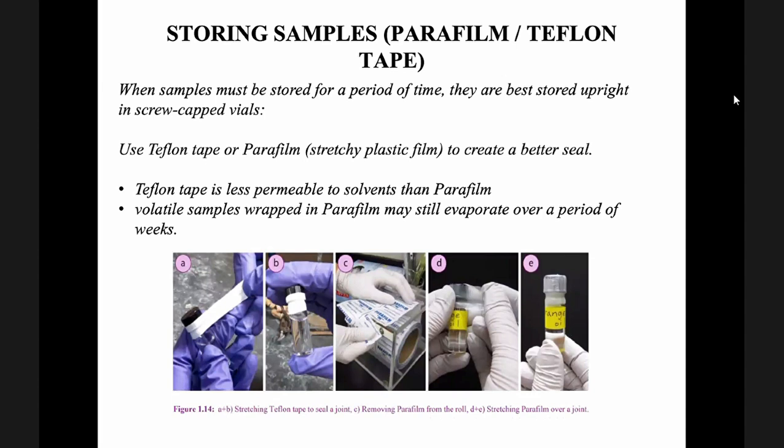Next, storing samples. Okay, so when samples must be stored for a period of time, they are best stored upright in screw cap vials. Use Teflon tape or parafilm. Wala makamuguro nakakita sang parafilm ay, no? Stretchy plastic film to create a better seal. So ang parafilm amo ni siya oh. Next, this one is Teflon tape.